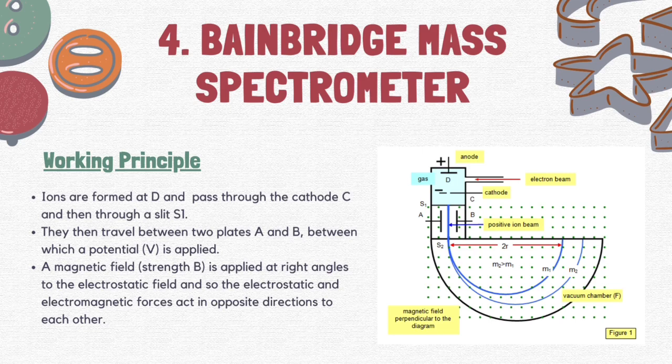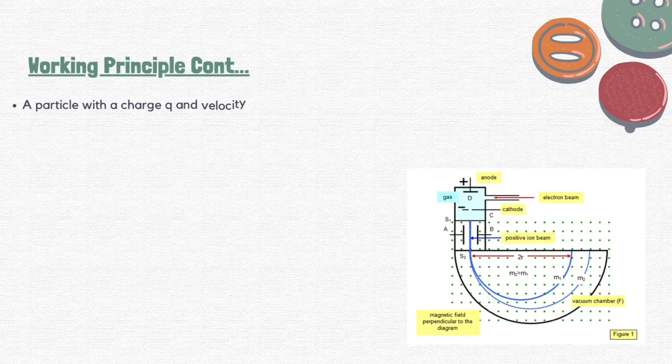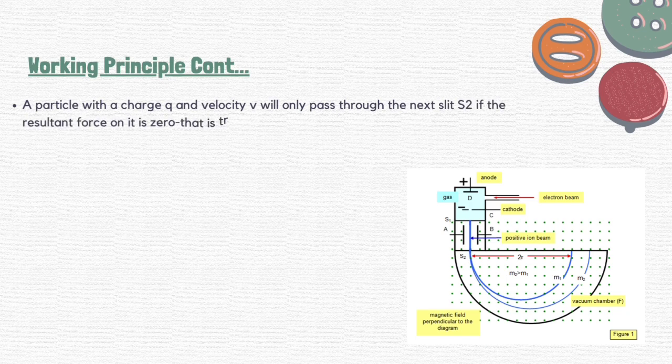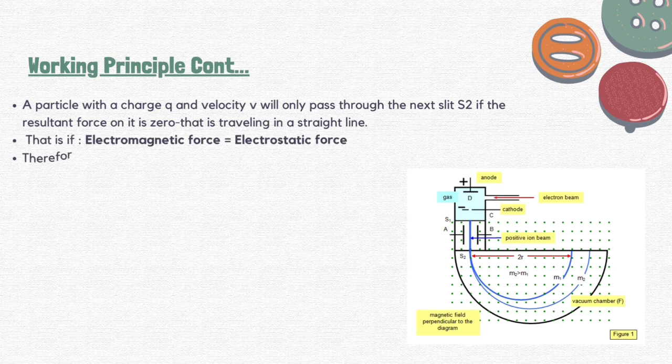A magnetic field strength B is applied at right angles to the electrostatic field, and so the electrostatic and electromagnetic forces act in opposite directions to each other. A particle with a charge q and velocity v will only pass through the next slit S2 if the resultant force on it is zero, that is, traveling in a straight line. That is, if the electromagnetic force is equal to the electrostatic force.